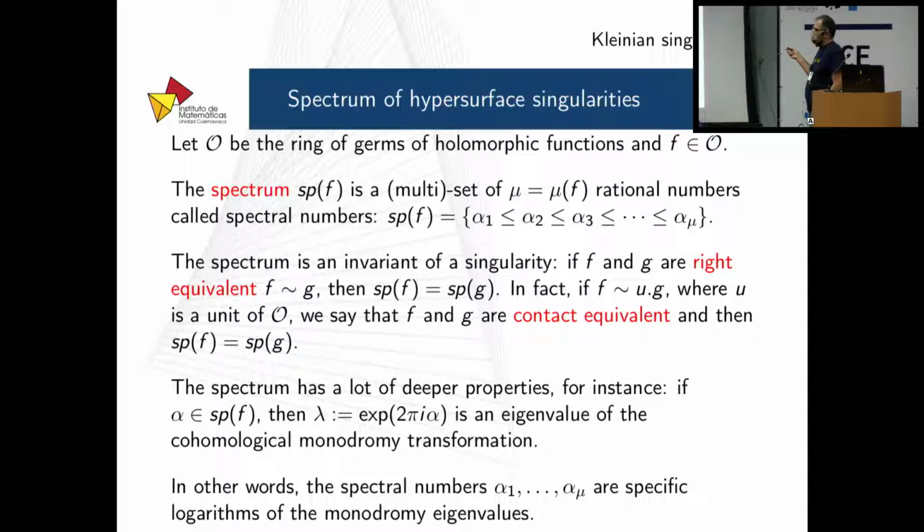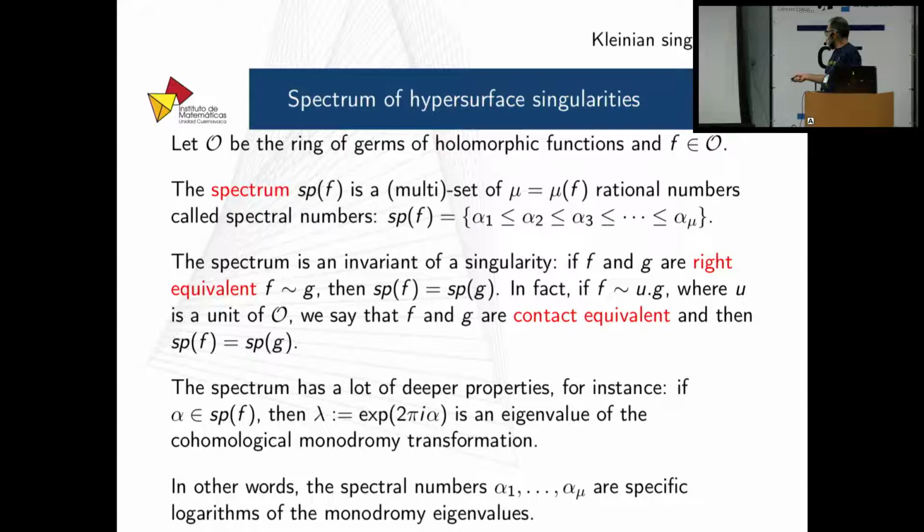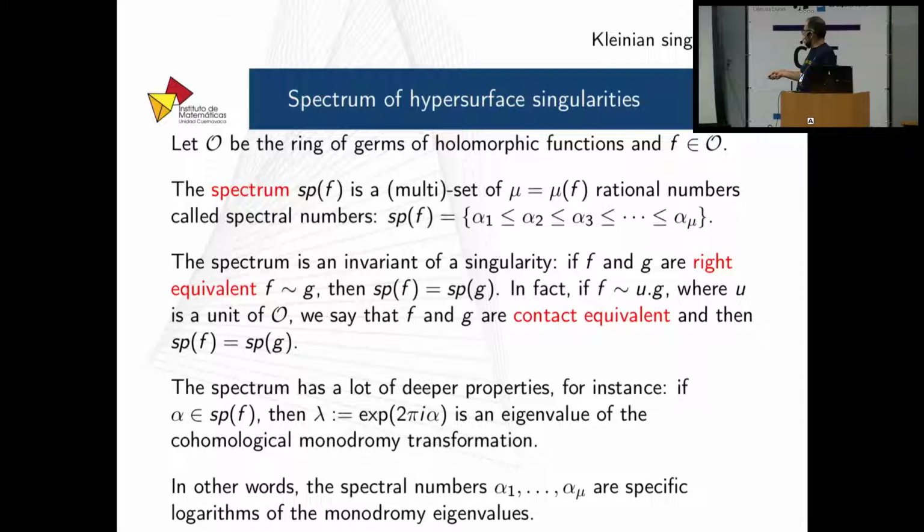And well, they have many important properties, but the one I want to say here is that if we take a spectral number and we take this exponential, this is an eigenvalue of the cohomological monodromy. Okay, so this is an eigenvalue of the monodromy. So this is related with the monodromy. So in other words, the spectral numbers are specific logarithms of the monodromy eigenvalues.